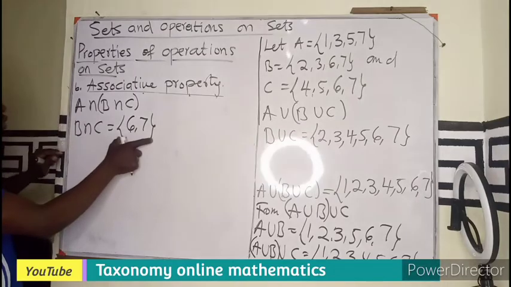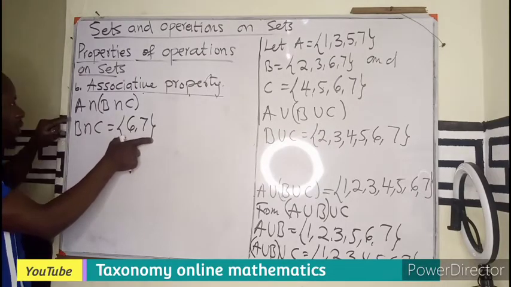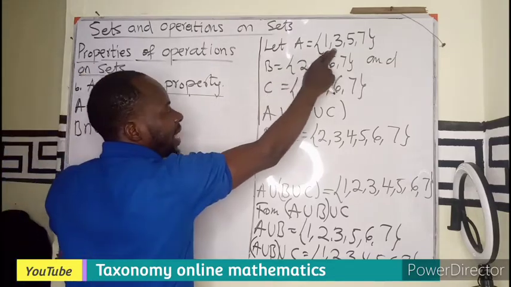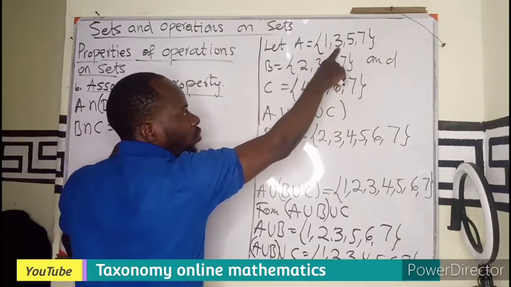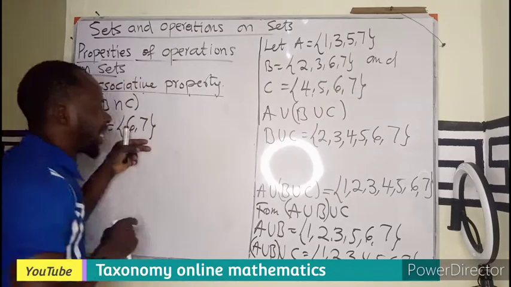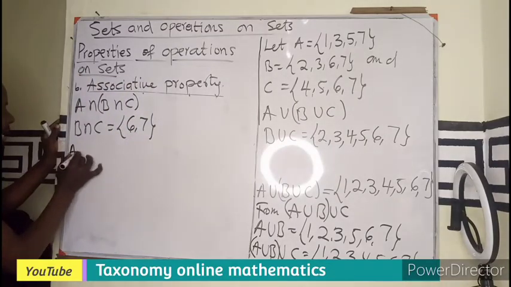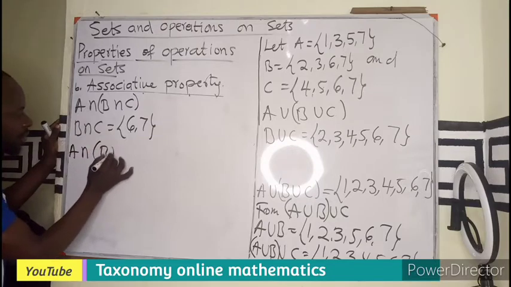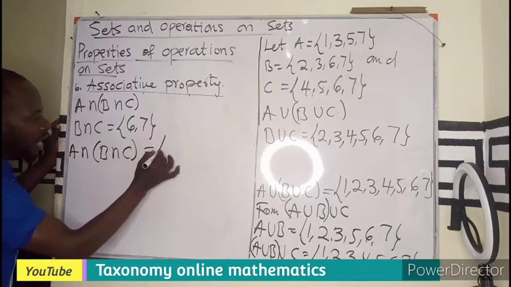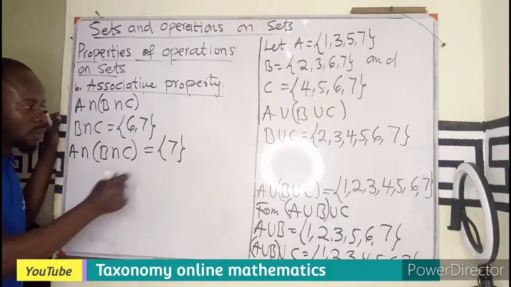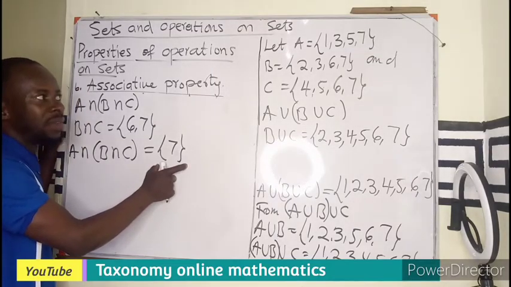Then we're now going to intersect this set with set A. Looking at 6, 7 and set A, 1, 3, 5, 7, I think the only number common is 7. So A intersection B intersection C has only one element, 7, a unit set. So 7 is the only element we are going to have.